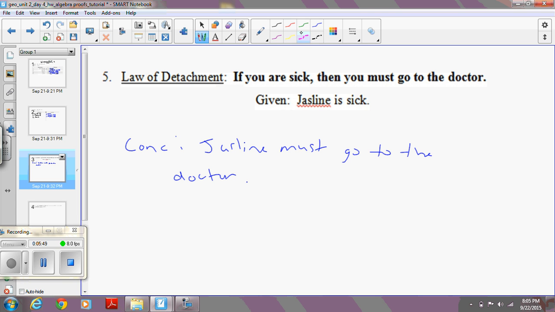The reason we can conclude that is because it follows the law of detachment, which says if P, then Q, given P, because Jasleen is sick is referring back to the original hypothesis. So this conclusion should refer back to the original conclusion, just more specific.